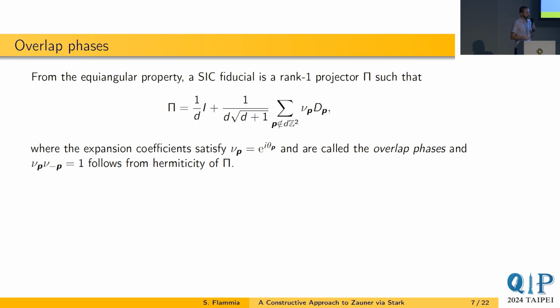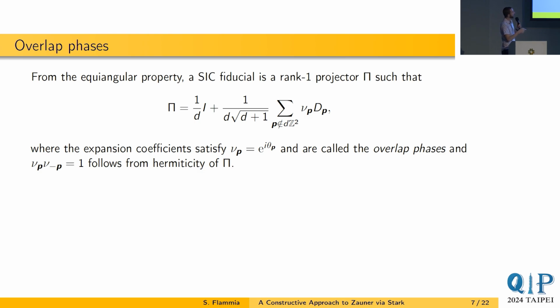Okay, so some terminology. If you just use the defining property of these equiangular lines, that the trace inner product is constant for distinct pairs, and you write that out together with this Weil-Heisenberg symmetry, you find that I can equivalently define SIC fiducials as being rank 1 Hermitian projectors that have the following form. I just expand them in the displacement operator basis. And then I look at these nu sub p's as the expansion coefficients. And they have to satisfy 2 conditions.